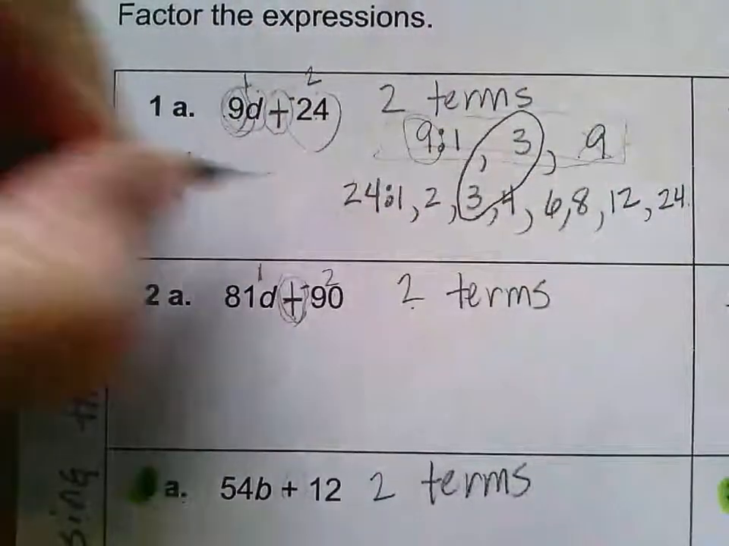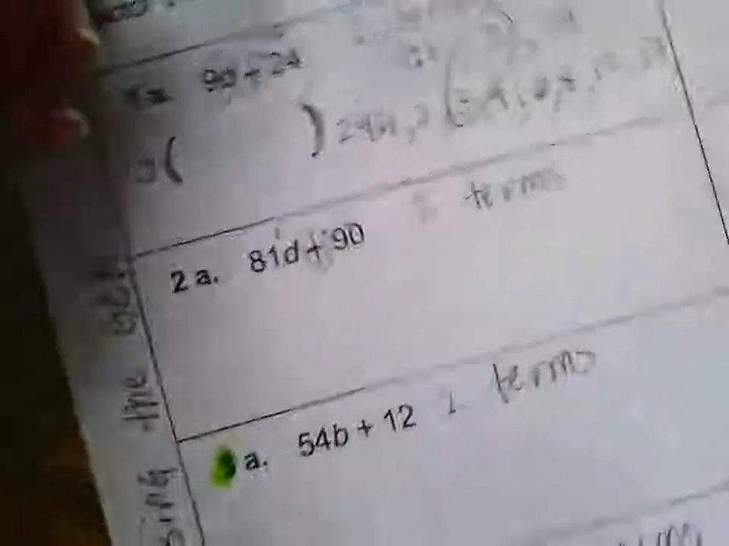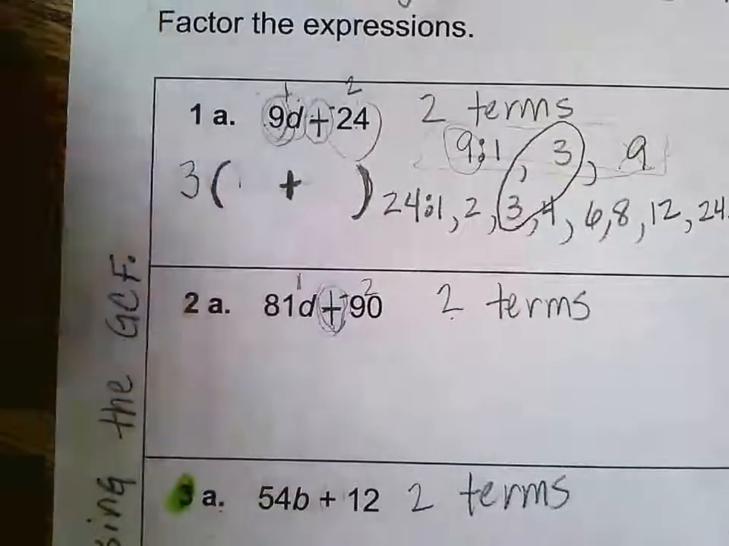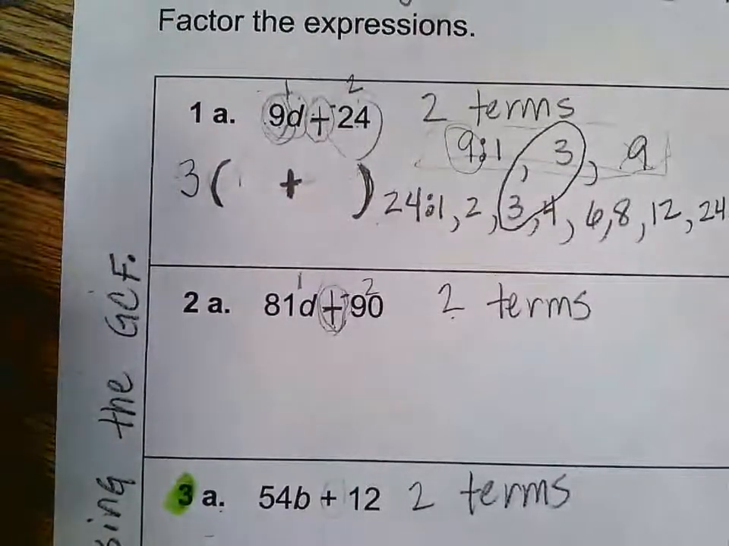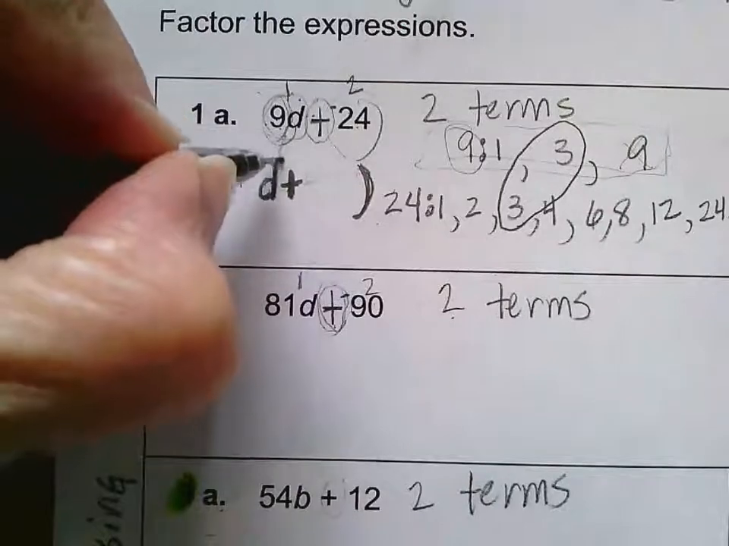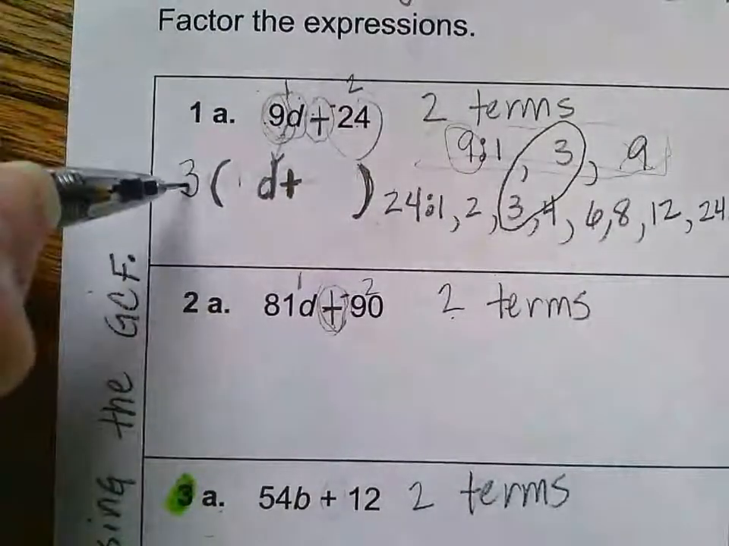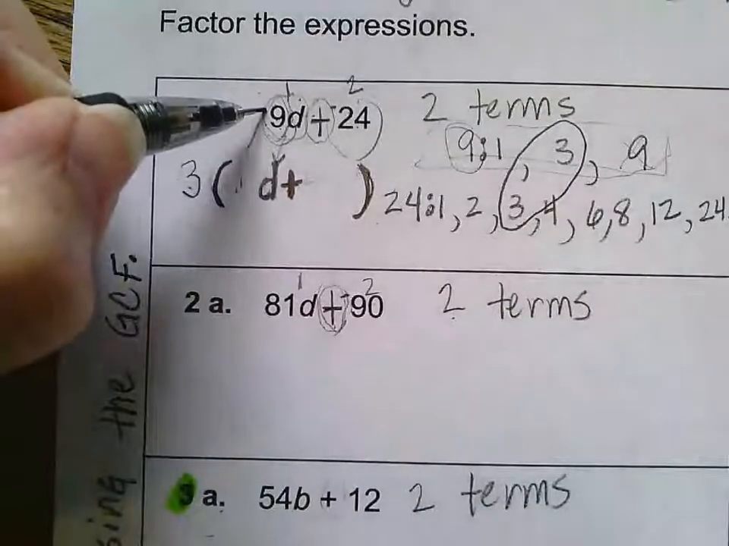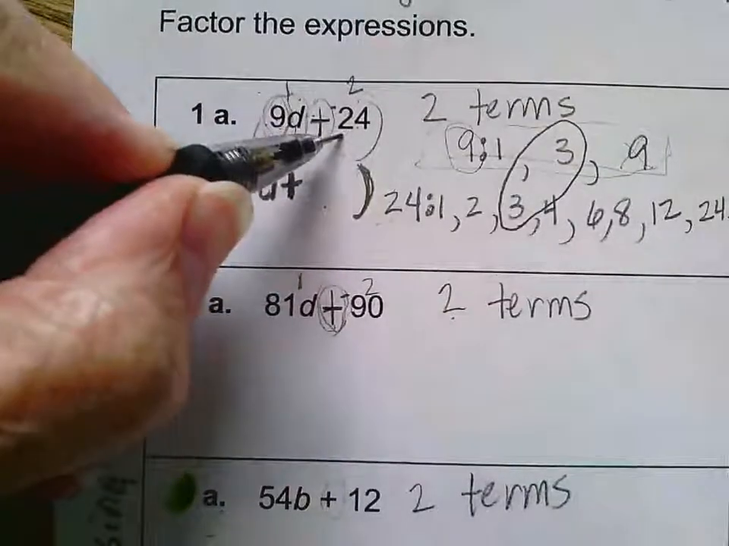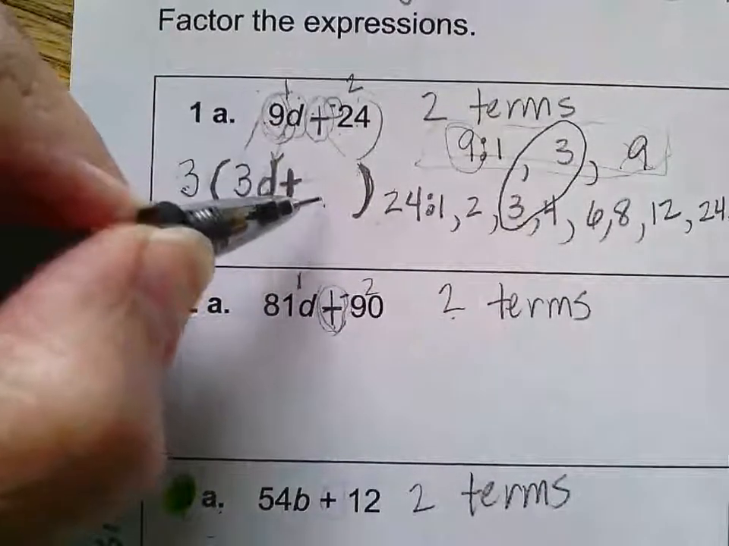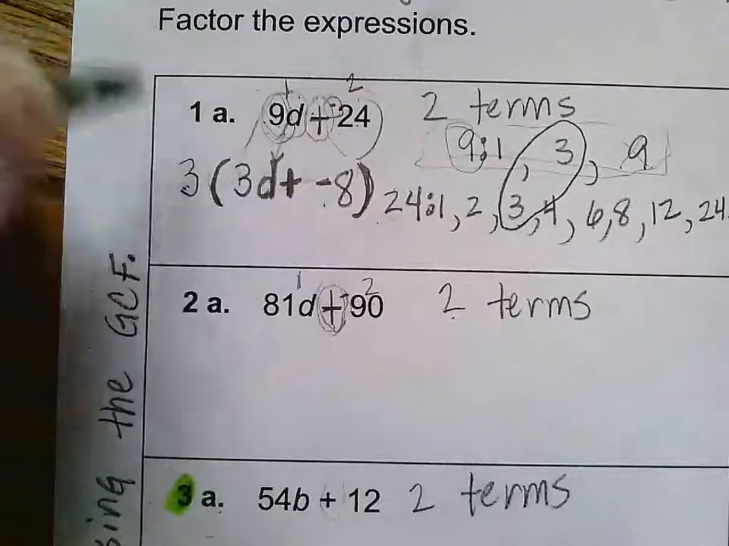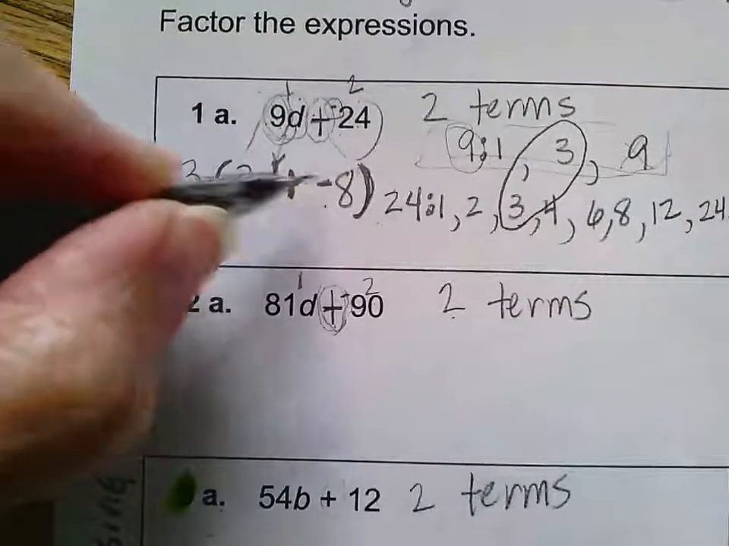And when I factor out, I'm always going to have a set of parentheses. I'm going to have the same sign that was in here. I wouldn't change these all to addition, so I know it's going to be an addition. So I'm going to bring down my variable so I don't forget about it. And now I just ask myself, 3 times what number gives me 9? That's 3. 3 times what number gives me negative 24? Remember, I changed that to a negative. Well, that would be negative 8. There's my answer: 3 times the quantity 3D plus negative 8.